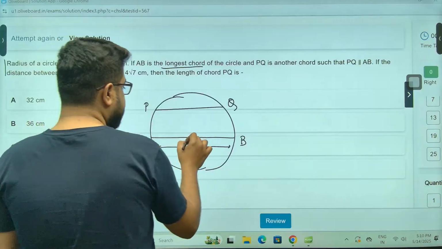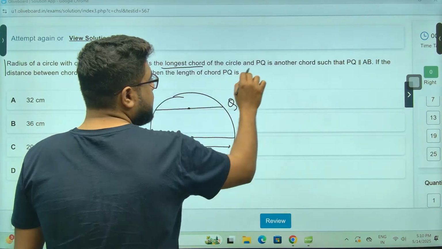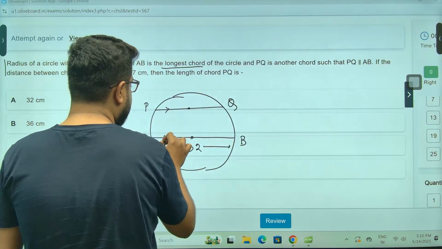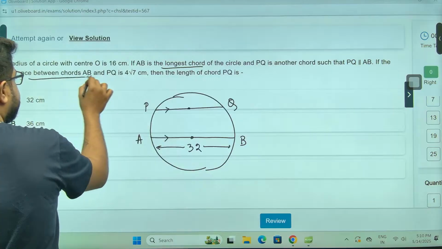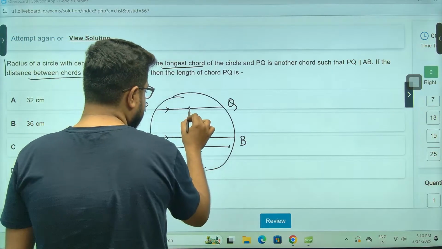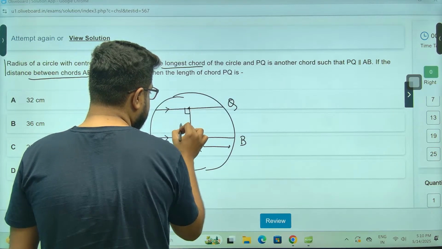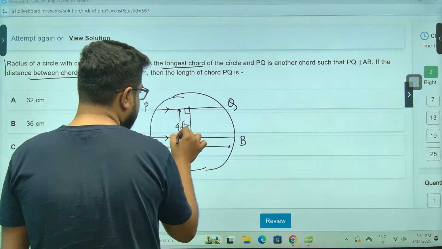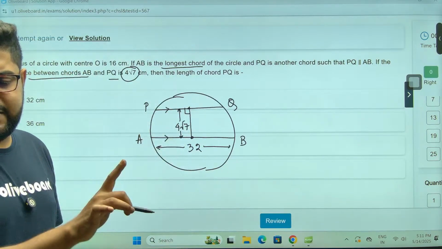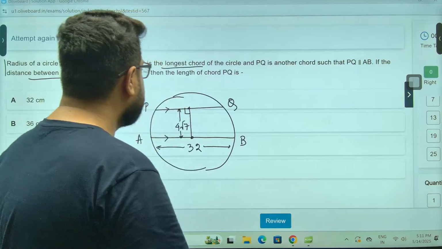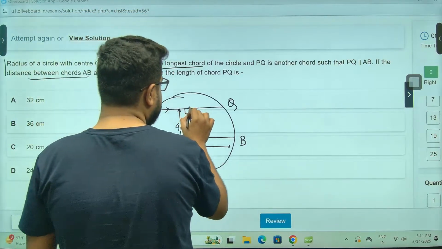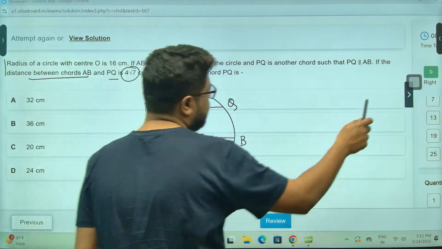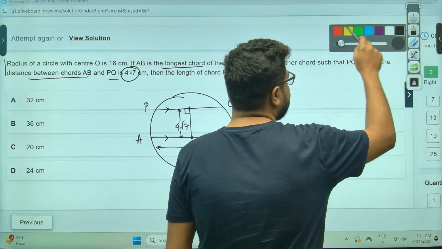Now, PQ is parallel to AB. The distance between these two is 4 root 7. Distance always means perpendicular distance. Now they are asking what is the total length of PQ. Very simple, sir. Very simple actually.